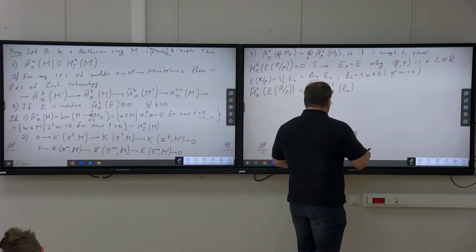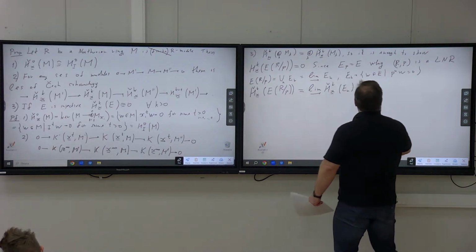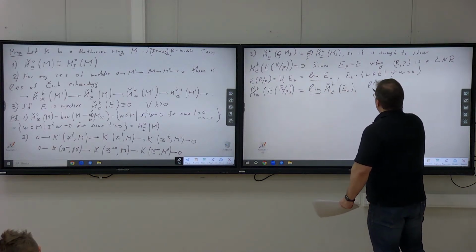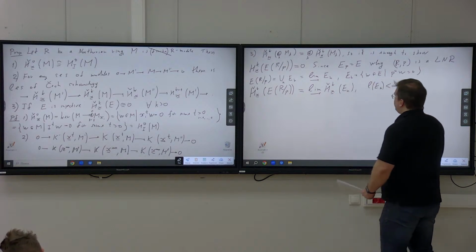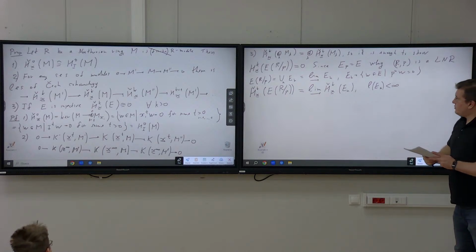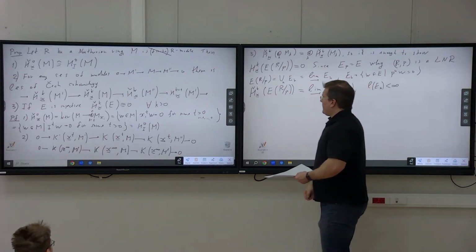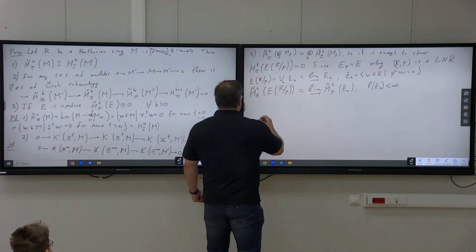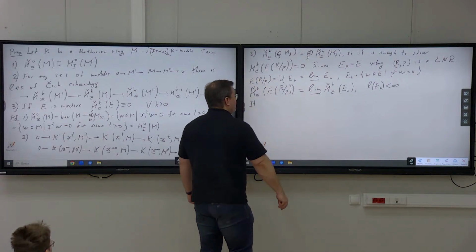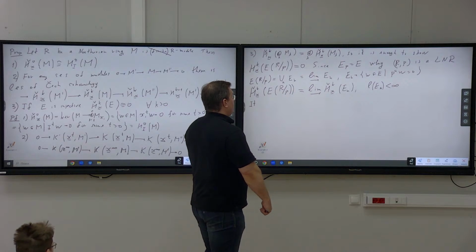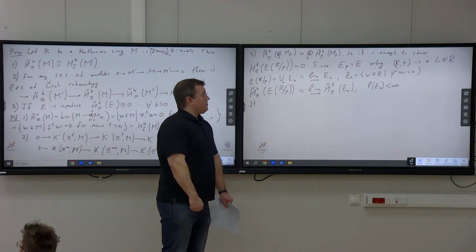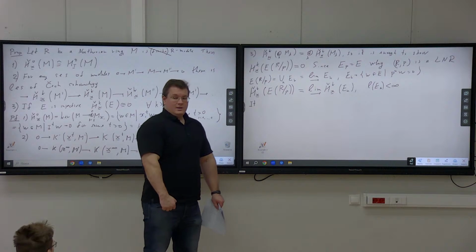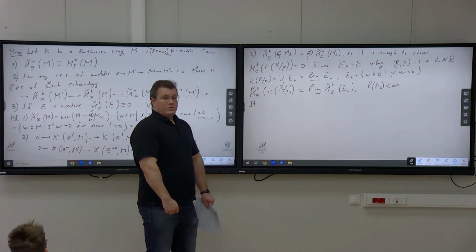But what can we say about this E_n? Well, the length of E_n is finite. Right, so this is a module of finite length. Again, why is it true? Well, the length is finite if this is supported on the maximal ideal, right? But clearly this is supported only on the maximal ideal P. Why is it supported on the maximal ideal P?